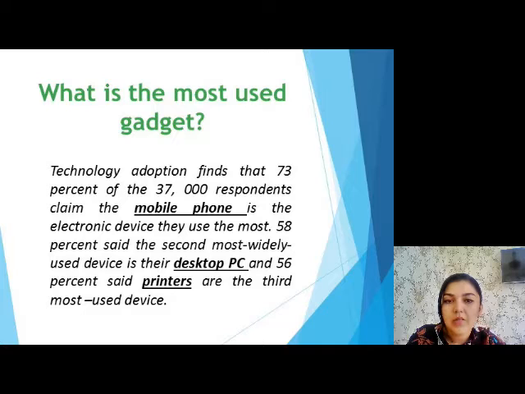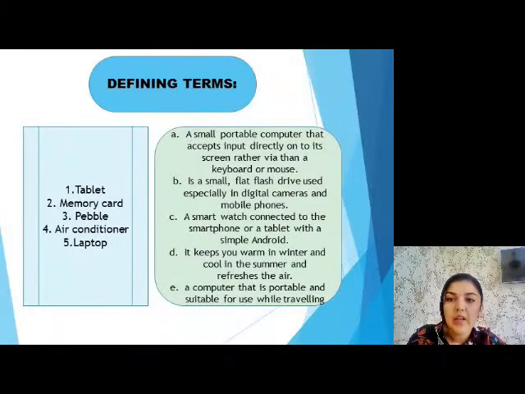Technology adoption finds that 73% of the 37,000 respondents claim the mobile phone is the electronic device they use the most. 58% say the second most widely used device is their desktop PC, and 56% said printers are the third most used device. And let's define the terms.